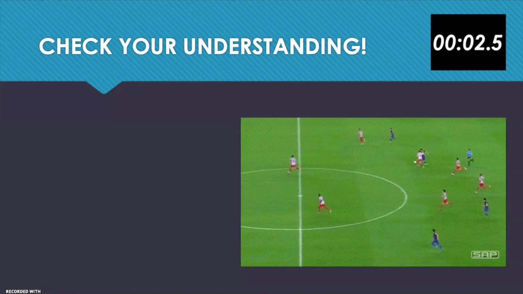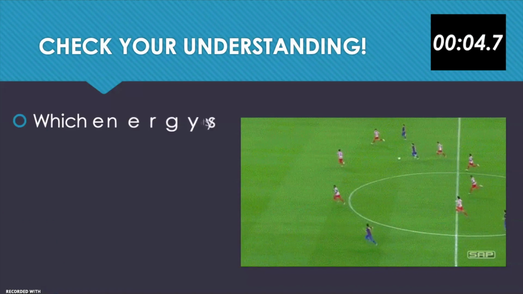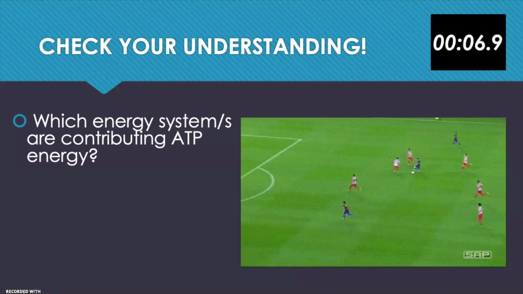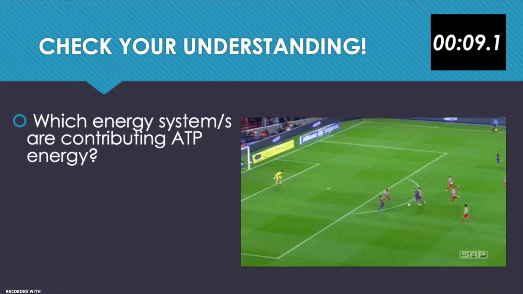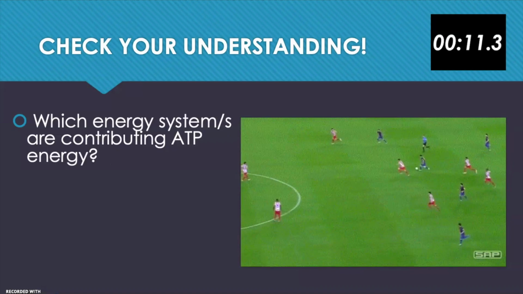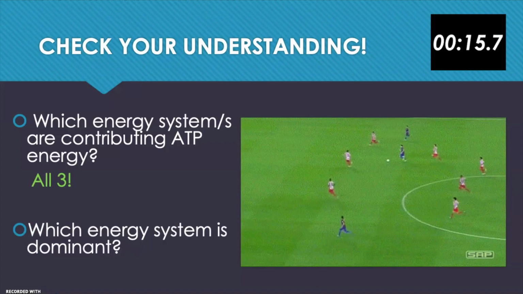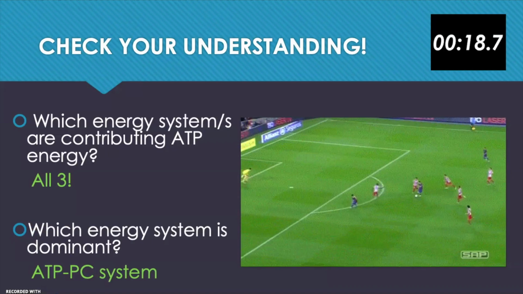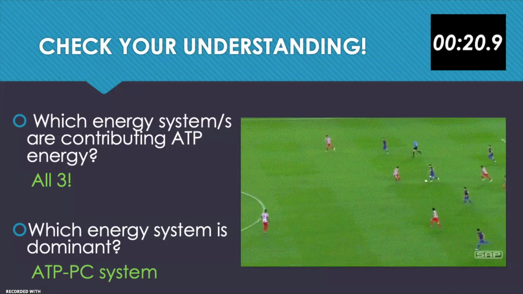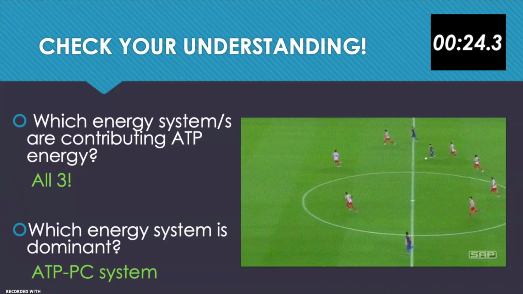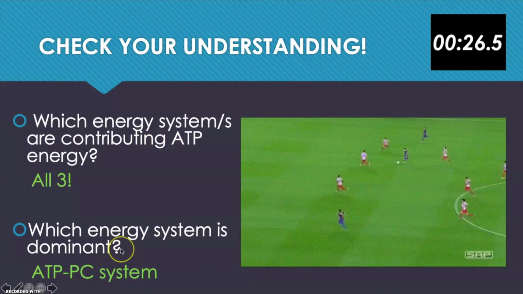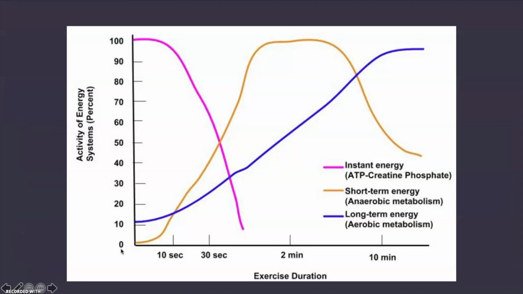Our next one is Lionel Messi going for a run in soccer. So which energy system is contributing ATP to allow him to do this? Again, it's taking him about 10 seconds. All three. But which one is dominant? Again, it's the ATP-PC system. I hope you're seeing this trend here and the language being used. Which are contributing and which are dominant are two different things. Again, we consult our graph. At 10 seconds, 95% ATP-PC system, 5% the other two.